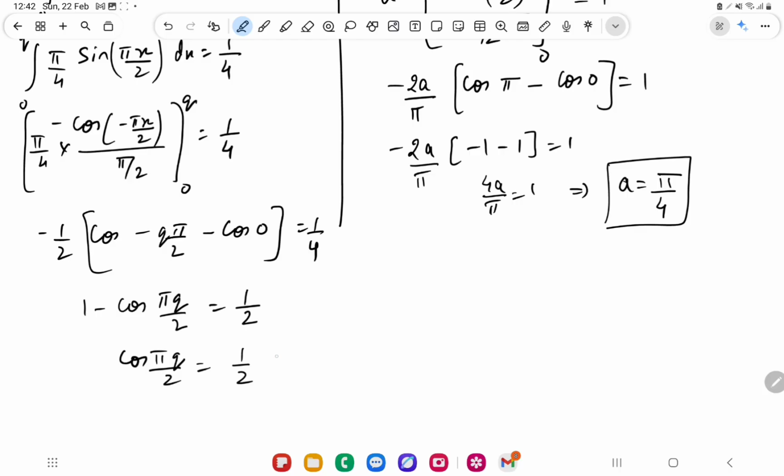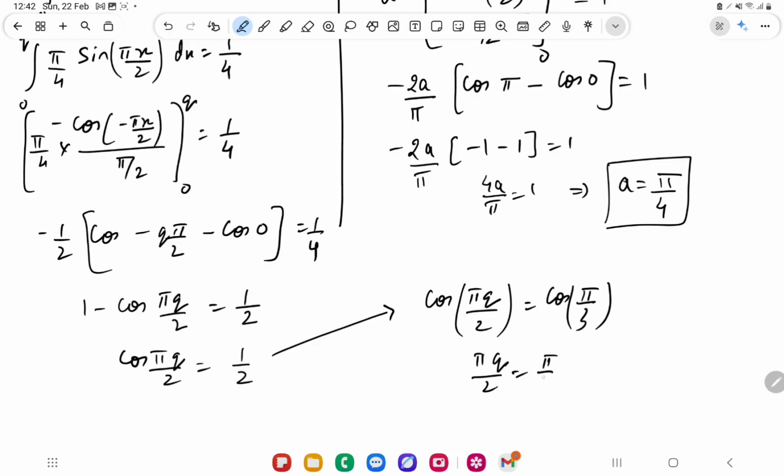And we know that cos is half at pi by 3. So my left hand side will be as it is, and this I can write as cos pi by 3. It means pi q by 2 is equal to pi by 3, which will give me q value as 2 by 3. So this is my value of q. Now let's move to the next question.